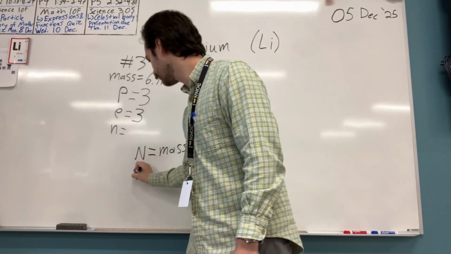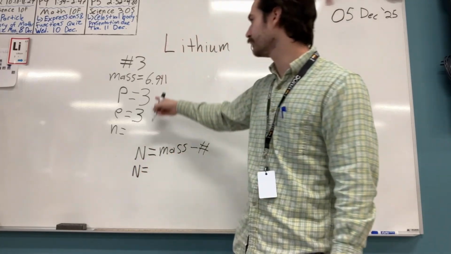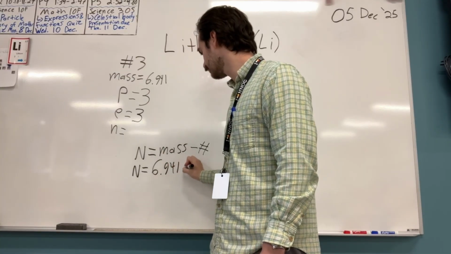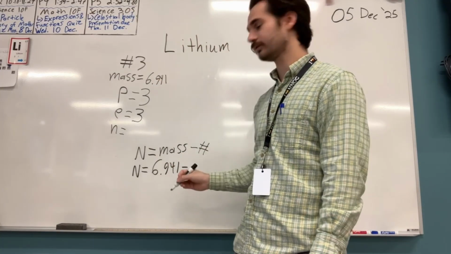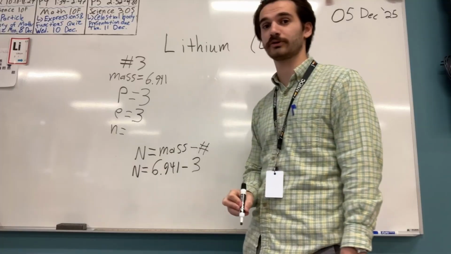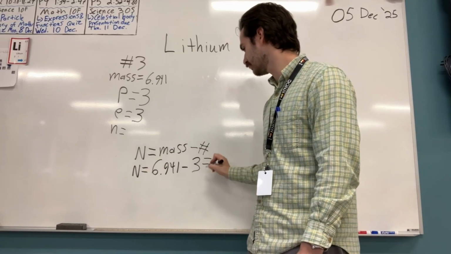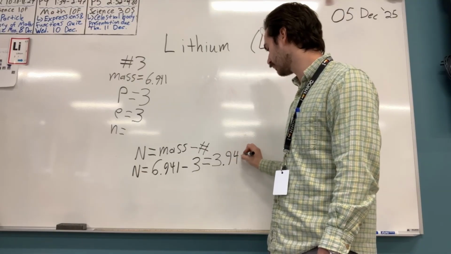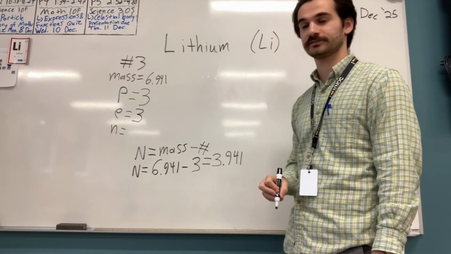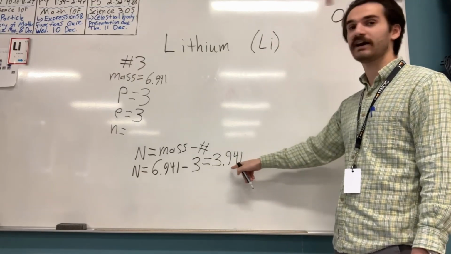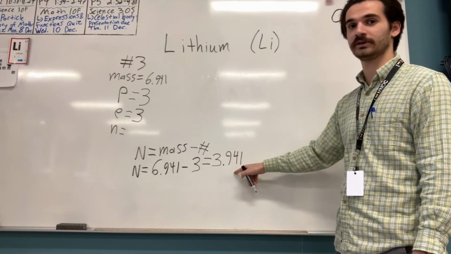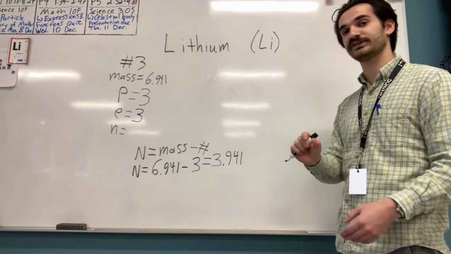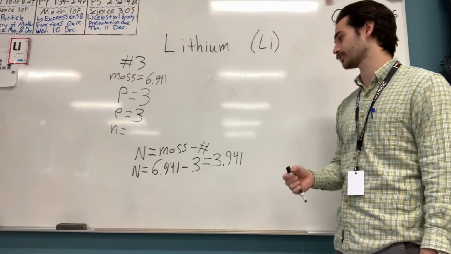So in this case, we've got N equals 6.941 as our mass. We're going to subtract 3 as our atomic number, or our number of protons. And that will give us 3.941 as our result. Now we can't have 3.941 neutrons. We can only have 3 neutrons or 4 neutrons, because a neutron is a specific discrete object. You can't have a partial neutron.